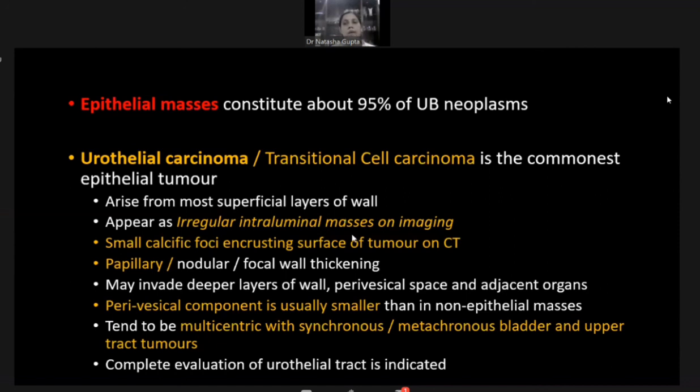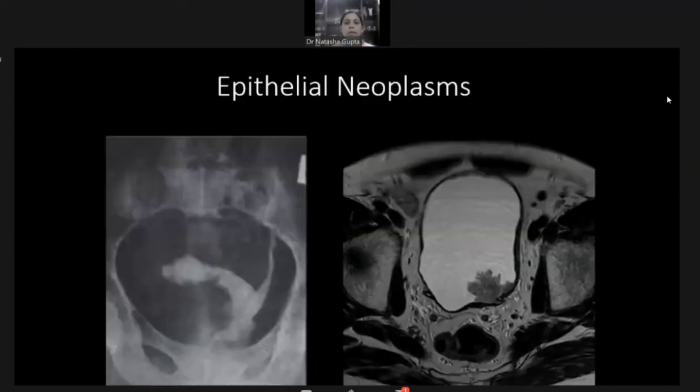And even if they do infiltrate the bladder wall, even if they go on to invade the surrounding organs, the prostate, the vagina, the uterus, still the perivesical component would be much lesser. Okay, so they would be primarily intraluminal or intravesical masses, and the urothelial carcinoma characteristically has the irregular, the frond-like appearance. Most of the times, small calcific foci may be seen, as I'm sure you commonly see on imaging. And then the multicentricity we talked about. So with epithelial neoplasms, you need to evaluate the complete urinary tract.